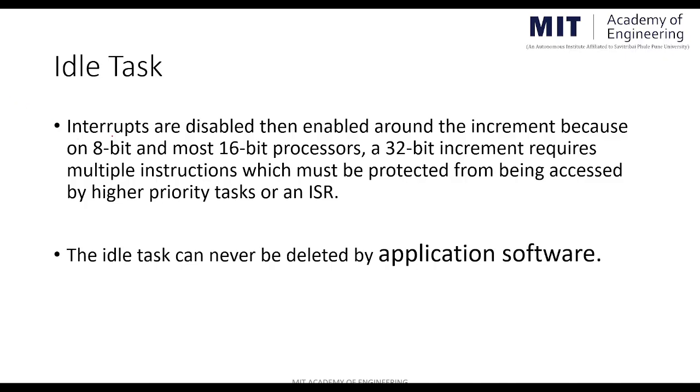Before entering the idle task, interrupts are disabled, as we have seen in the listing, and then enabled around the increment, because an 8-bit, 16-bit or 32-bit increment requires multiple instructions which must be protected from being accessed by a higher priority task or an ISR. The critical section we have already seen in our previous section. Every task is a critical section, and before entering a task, enabling and disabling of the interrupts is very much essential. The idle task can never be deleted.